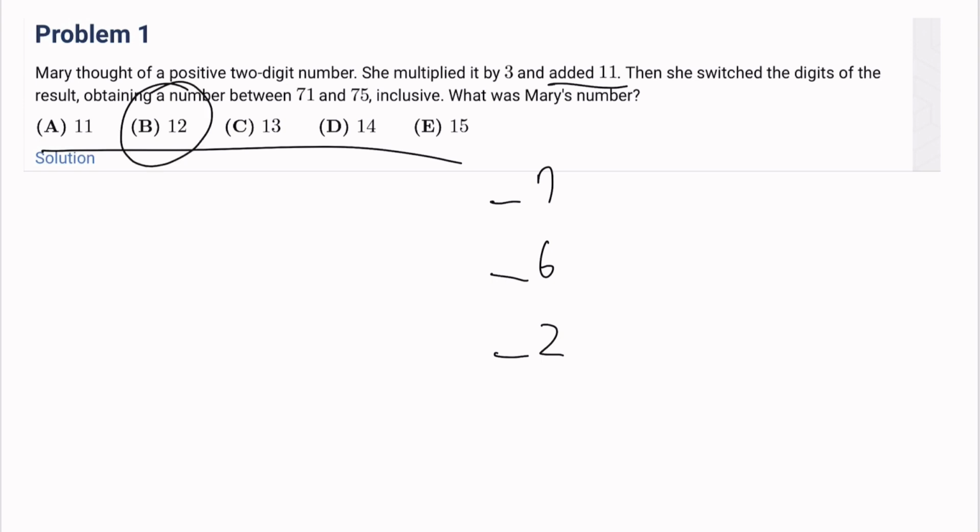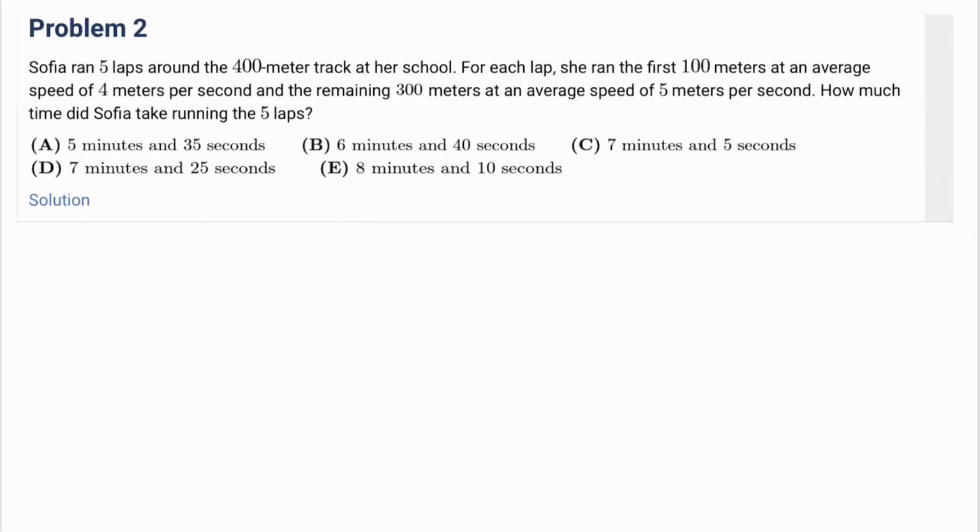And if you do want to check this, then you can do this. If you multiply 12 by 3, that's 36. If you add 11, that's 47. And if you switch the digits, then you do 74, and 74 is between 71 and 75. The answer is B.